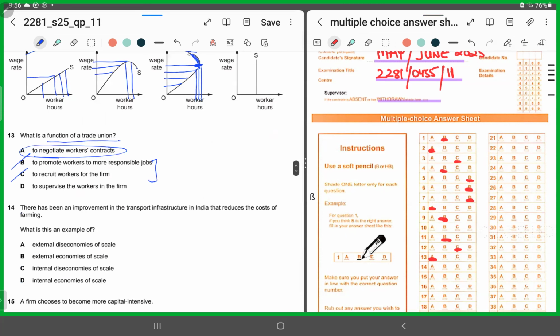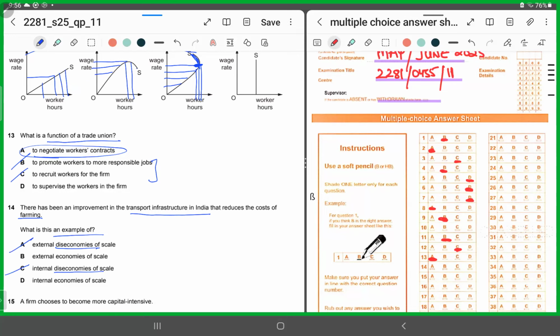Number 14. There has been an improvement in the transport infrastructure in India because of which the cost of farming fell. So since there was an improvement in the transport infrastructure, the cost of production of farming fell. This is an example of what? This brings an advantage, so it cannot be diseconomies. Wherever the word diseconomy is written, you just chop it off that moment only.